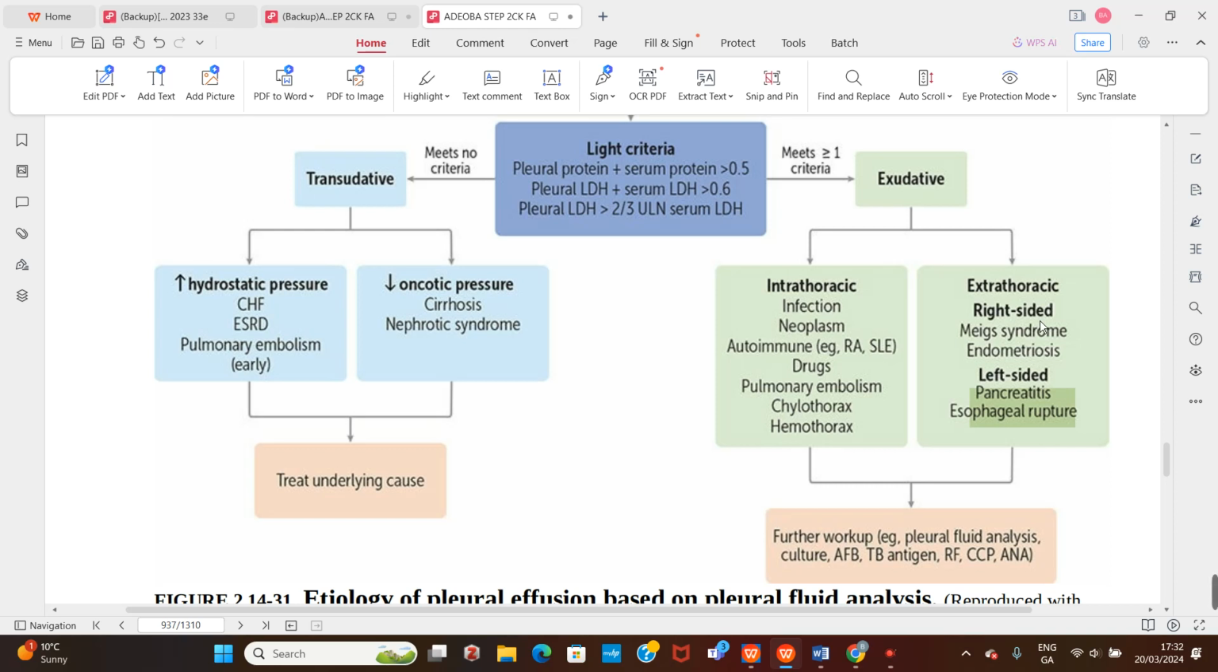Endometriosis occurring on the right, we don't know. I don't know. So maybe we can do our research and get the reason, but I don't know the reason why it preferentially goes to the right.